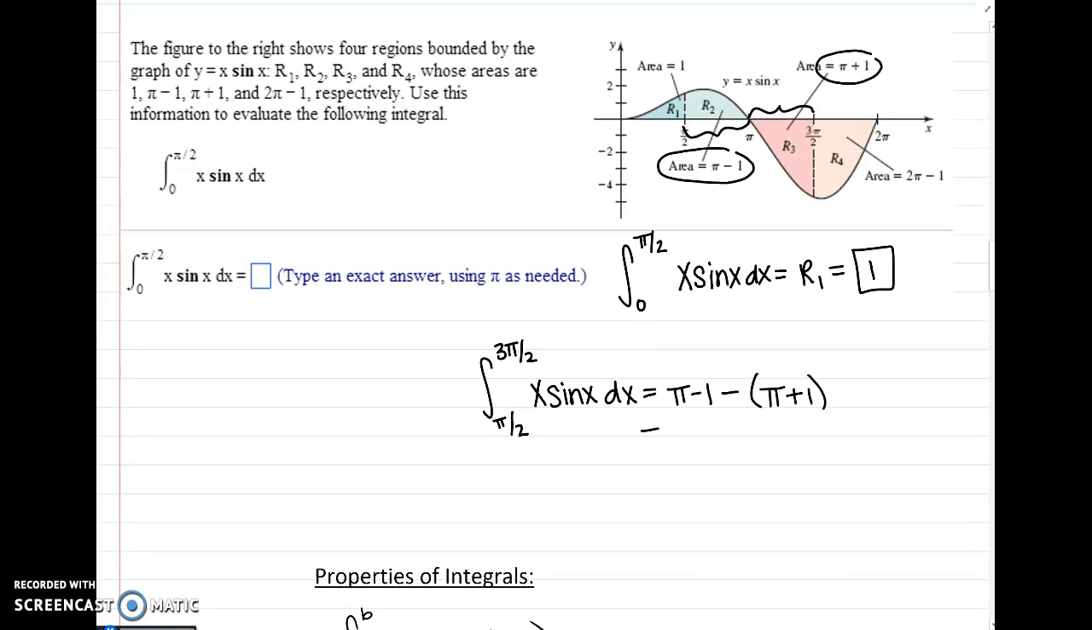Okay, so let's see what happens. That gives me pi minus 1 minus pi minus 1. Don't forget to distribute your minus sign. The pi's cancel, that's very handy dandy, and I get an integral value of -2, which tells us what? Really answer me. What does it tell us?